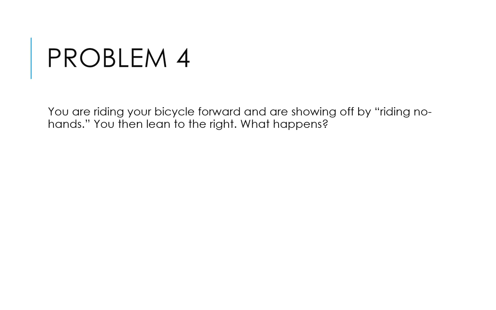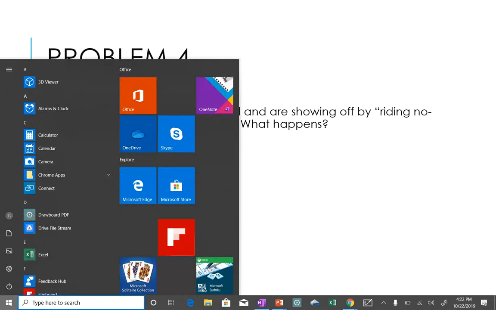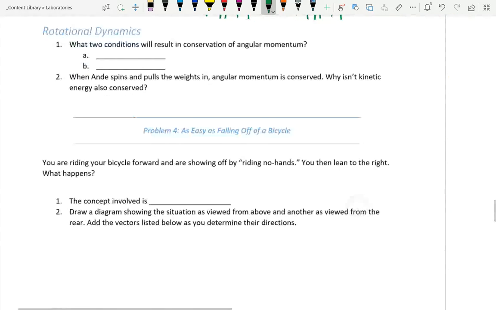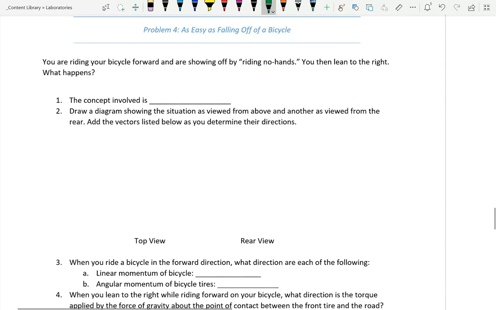Okay. So you're riding your bicycle and you lean to the right. What happens? So we got a bunch of steps to doing this. As easy as falling off a bicycle, I call it, because I thought I was funny. I was tired at that point. Obviously, since I made the mistakes earlier of deleting stuff I didn't mean to. So what concept is involved with a question like this? Rotational dynamics. Absolutely, it's rotational dynamics.